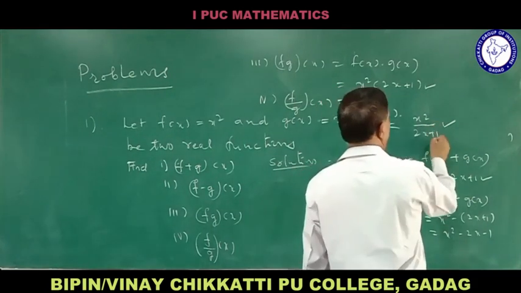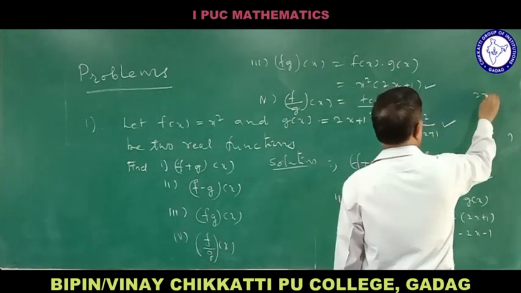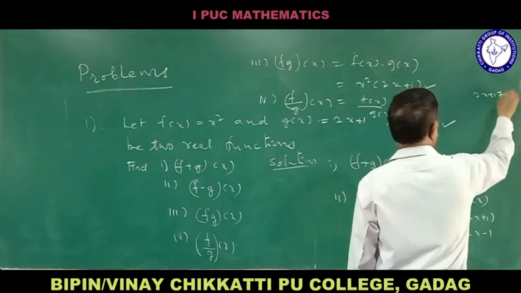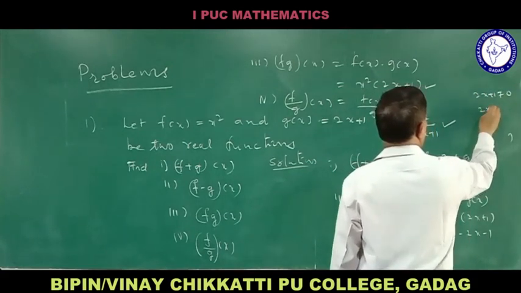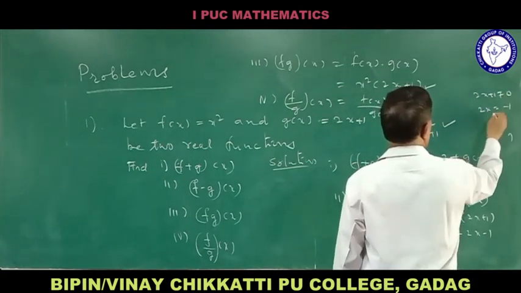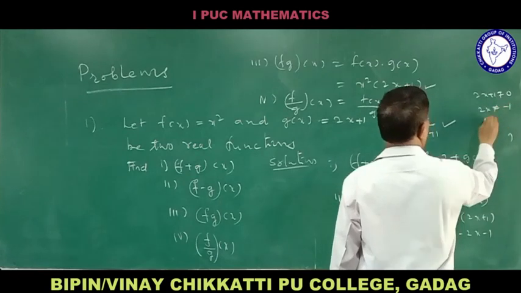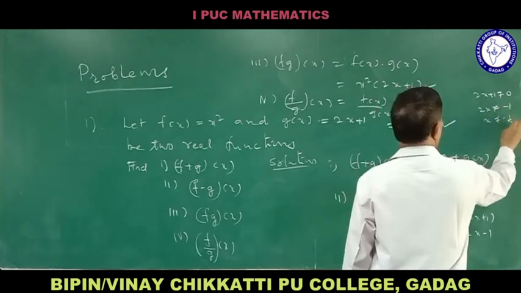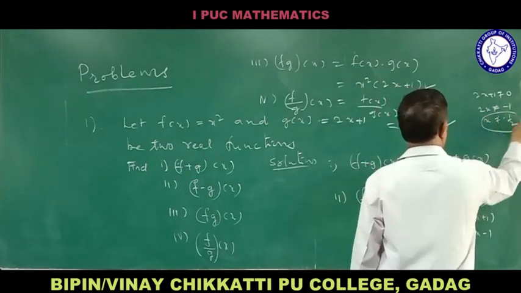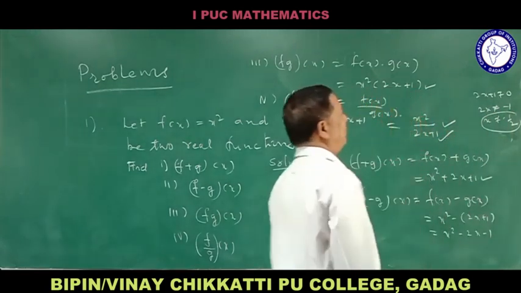And here you have understood how you got this answer, and try to understand that g of x should not be 0. It means 2x plus 1 is not equal to 0. It means that 2x is not equal to minus 1. x is not equal to minus 1 upon 2. See, x is not equal to minus 1 upon 2.